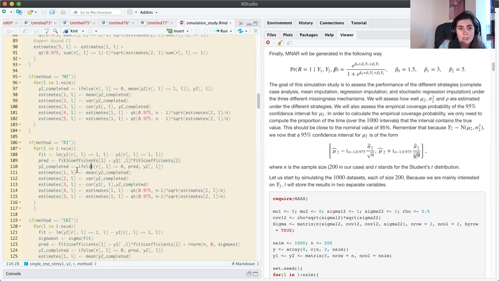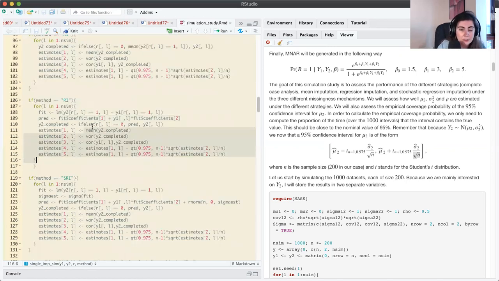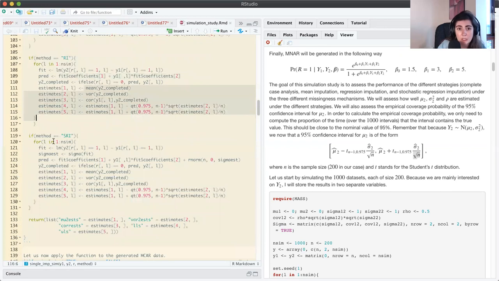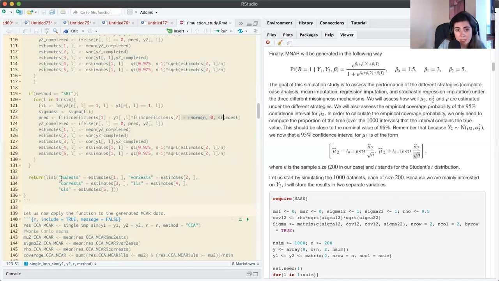And again, the same thing. I will create the completed variable where I will store all the values observed and imputed. If it's missing, I will take the prediction. If not, I will take the observed value, and then it's exactly as we have done before. It's the sample means, variances, correlations, the upper and the lower limit of the interval. And then for stochastic regression imputation, it's exactly what I have in regression imputation, but here in my predictions, I add the random noise, okay? And then I will return.